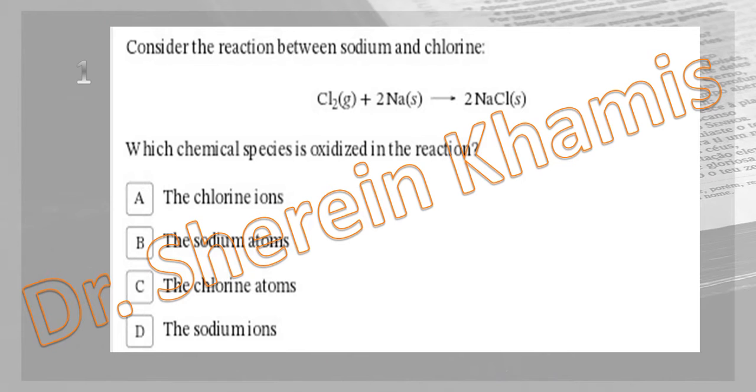Which chemical species is oxidized in the reaction, which one makes oxidation here? It is the sodium atom, and it changes into a sodium ion by losing an electron, forming the compound sodium chloride, NaCl. Also, chlorine is the species reduced at the end of the reaction, gaining electrons and forming a negative ion, and also forming the compound sodium chloride. This is the first question, and I think it's easy. Let's go to another one, question 2.